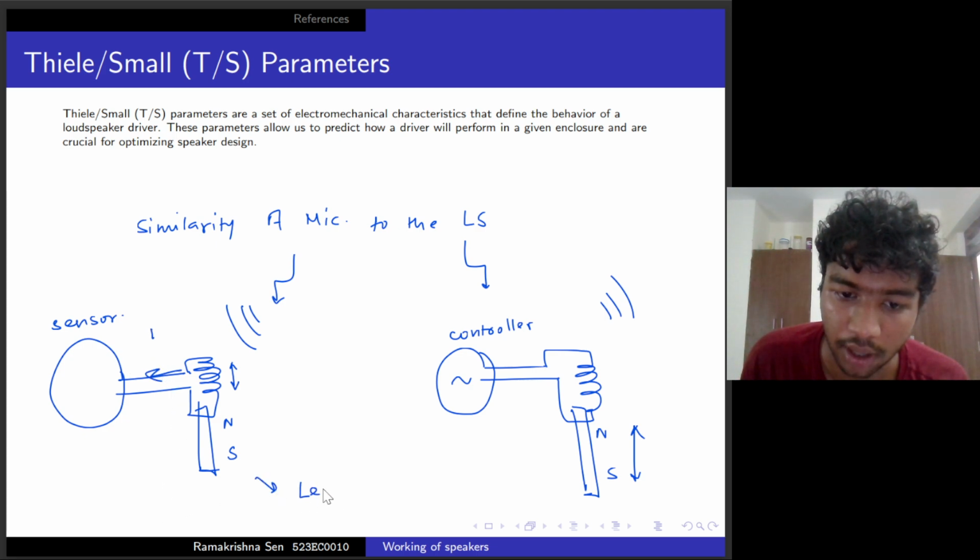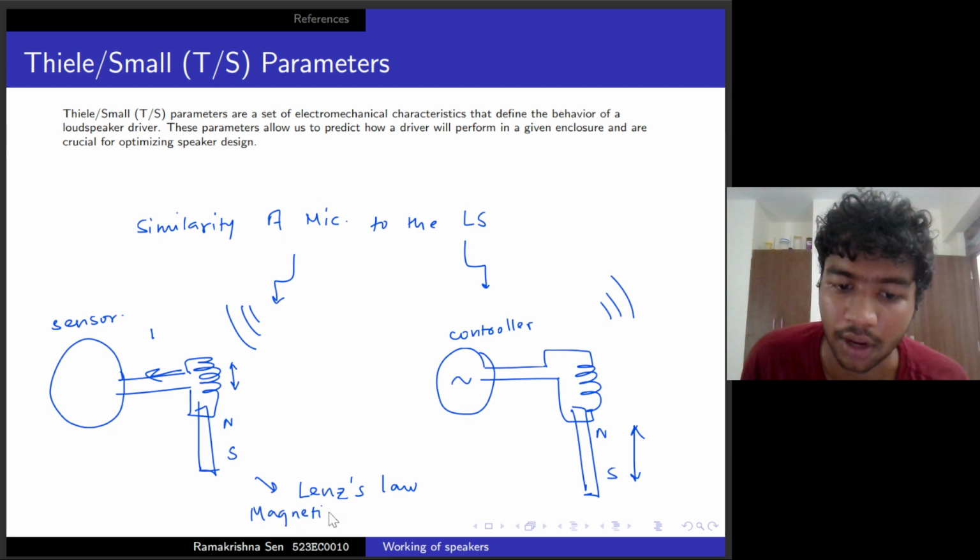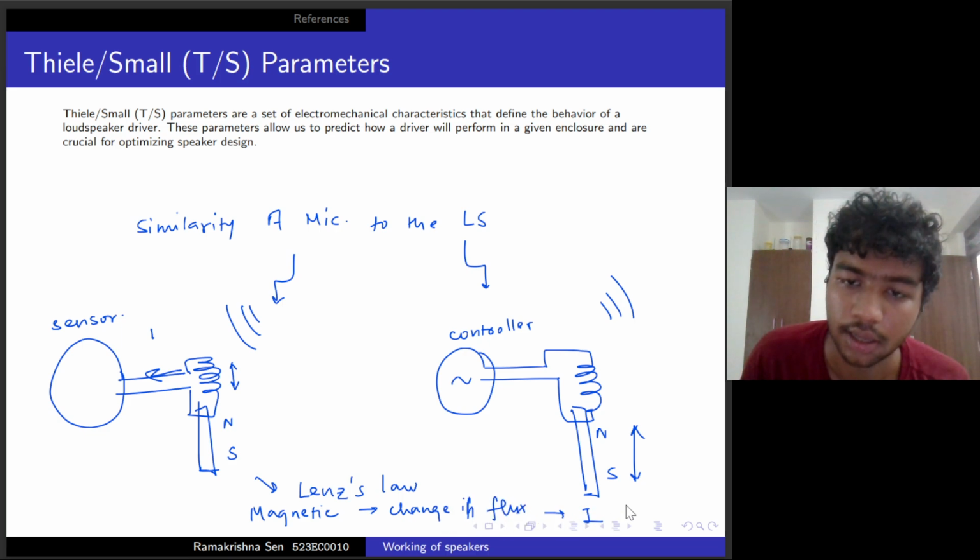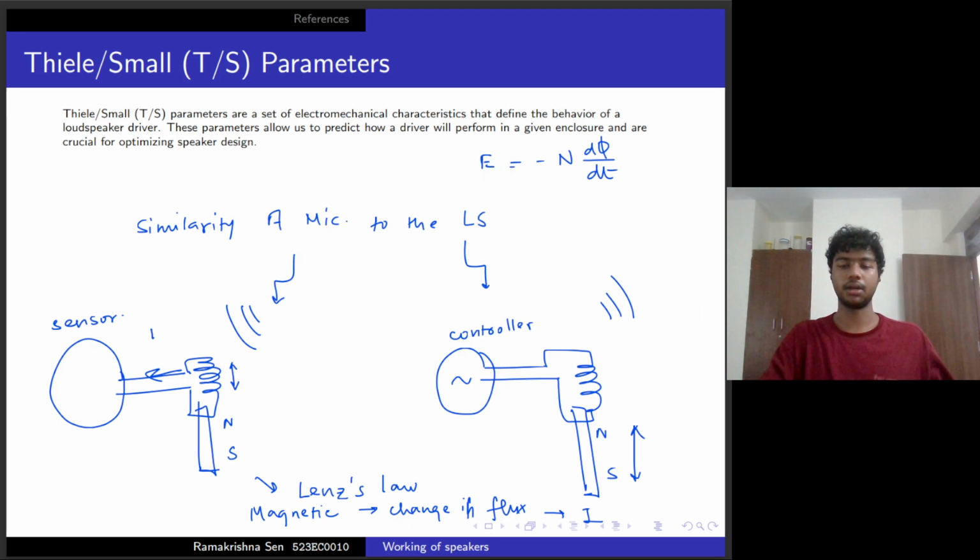You can recall, we can do that using Lenz's law, which says that in a magnetic field, if there is a change in flux, this gives you what? This gives you I. So basically, it's given by E = -N dφ/dt, right? So E is given by N dφ/dt.